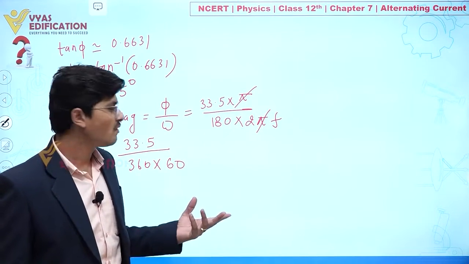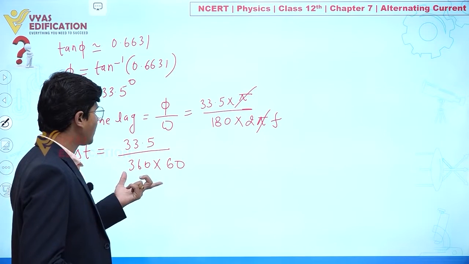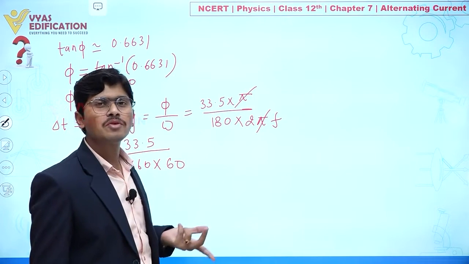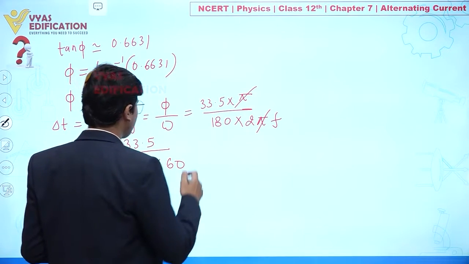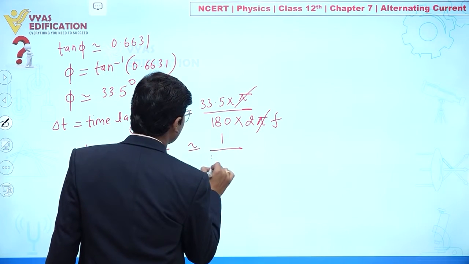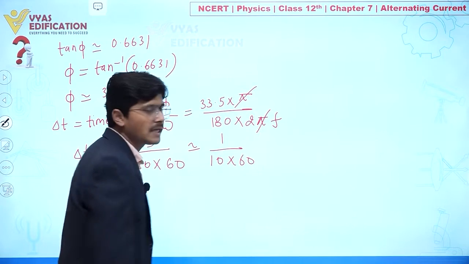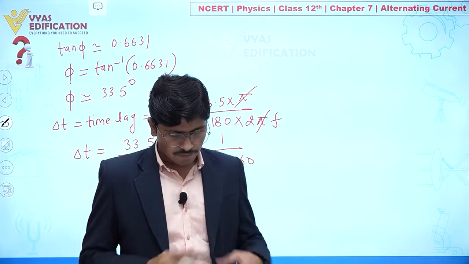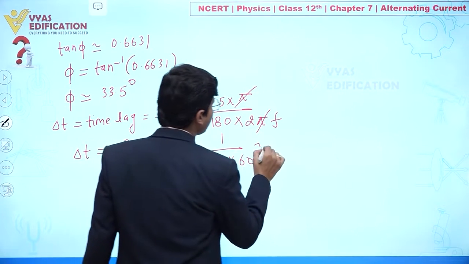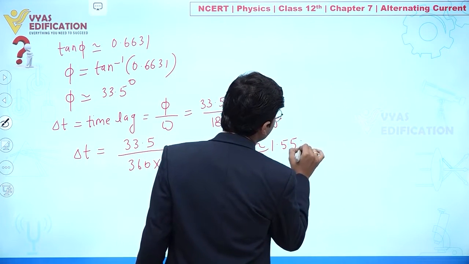Clear? So if you solve it, definitely this is 33.5 and this is 360, near about 1 by 10 you are getting. So near about 1 by 10 multiplied by 1 by 60. Clear? So from here, if you solve it, you will find near about the answer 1.55 millisecond.